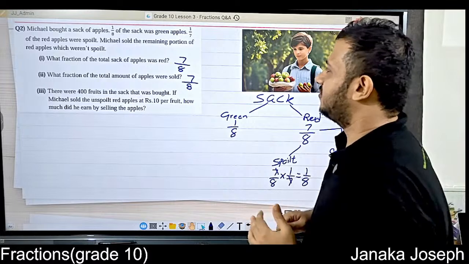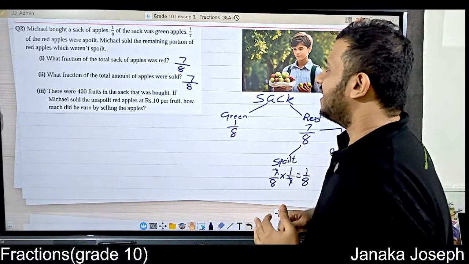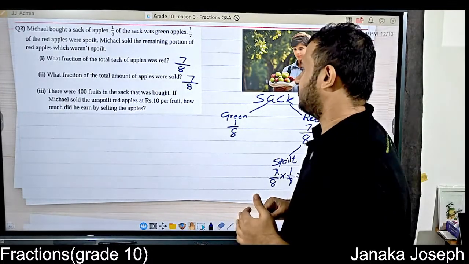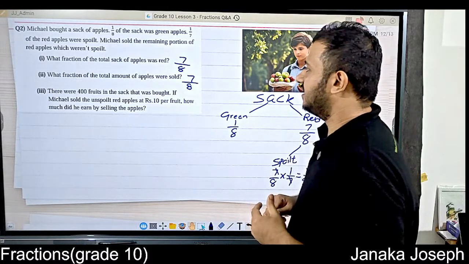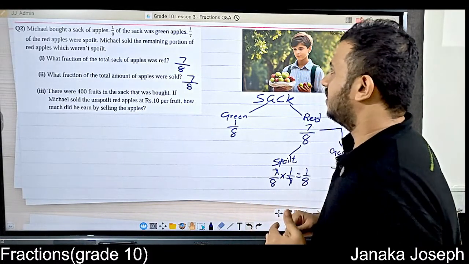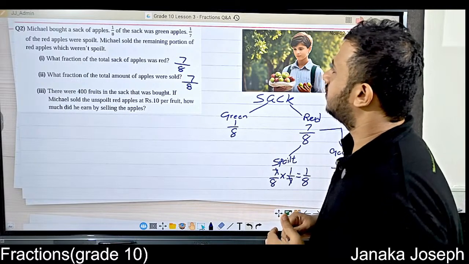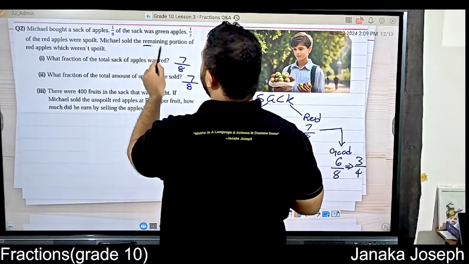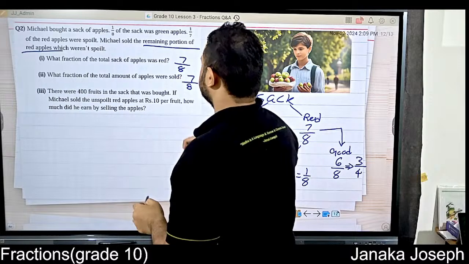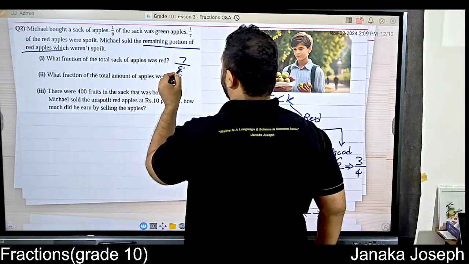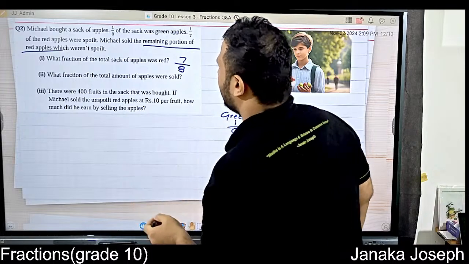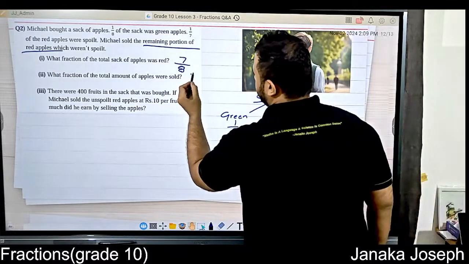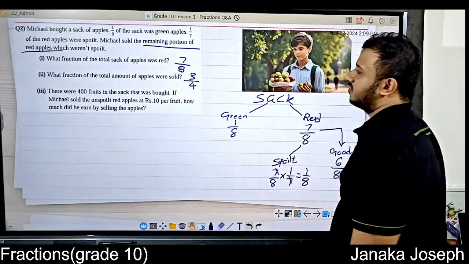There were 400 fruits in the stack that was bought. If Michael sold the unspoiled red apples at 10 rupees per fruit, how much did he earn by selling the apples? Sorry, Michael sold the remaining portion of red apples. So that means he didn't sell his green apples. Probably he kept it for himself. So what fraction of the total amount of apples were sold? Only the red apples were sold, so 3/4 was sold.